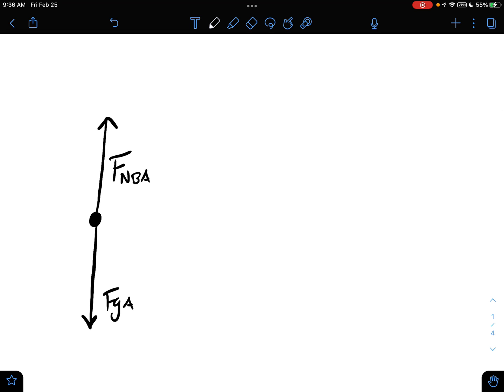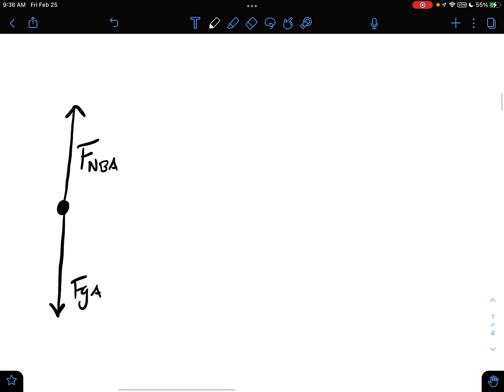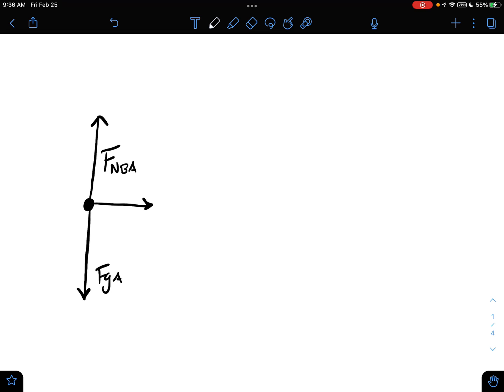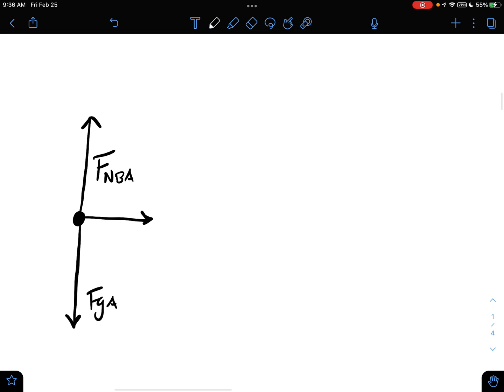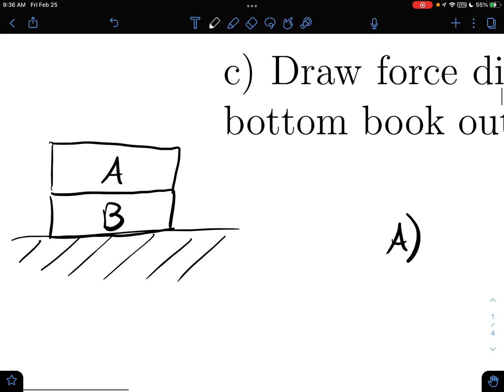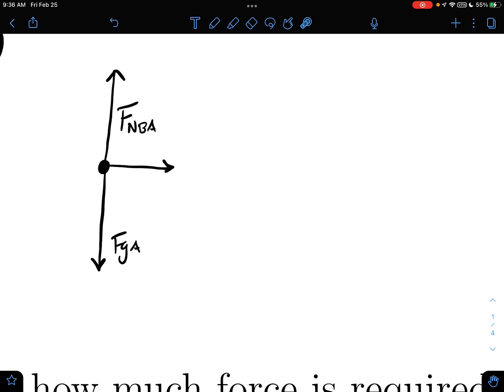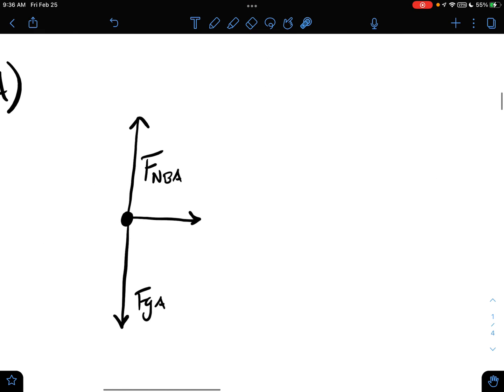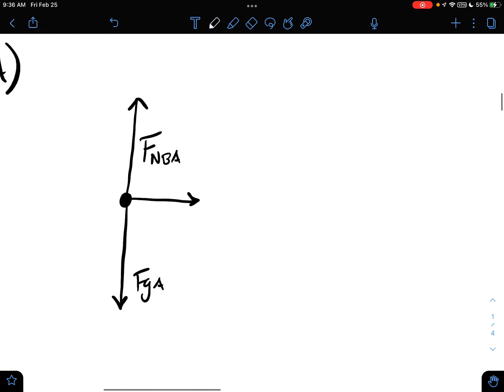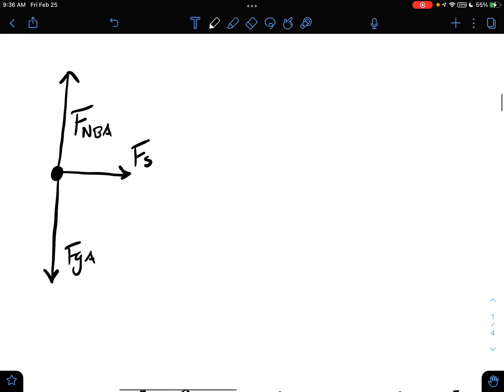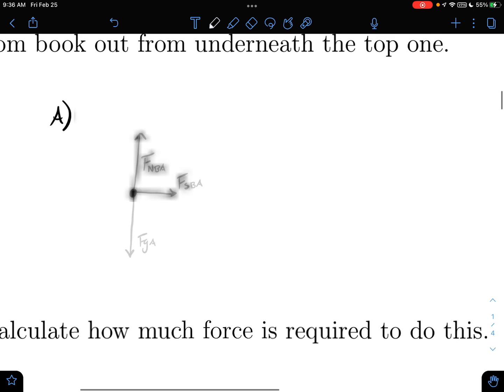And then also, we know it's accelerating this way. So the friction between the books has to be pushing it. I'm saying we're pulling them this way, so it's going to accelerate this way because the top book accelerates with it. So we need some force there, and that's going to be our static friction of B on A.